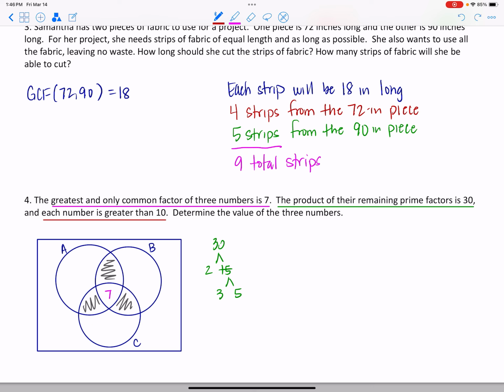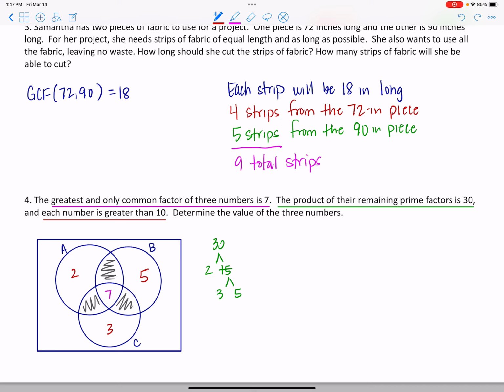And I couldn't put the 2 here, the 3 here, and the 5 here, again leaving this number as just a 7, not big enough because all of my numbers have to be bigger than 10. So they're each going to have to get one of these factors. So I'm going to put 2, 3, and 5, split those up. And now I have 14 as one of my numbers. I have 35 as one of my numbers, and I have 21 as one of my numbers. Those are all bigger than 10.